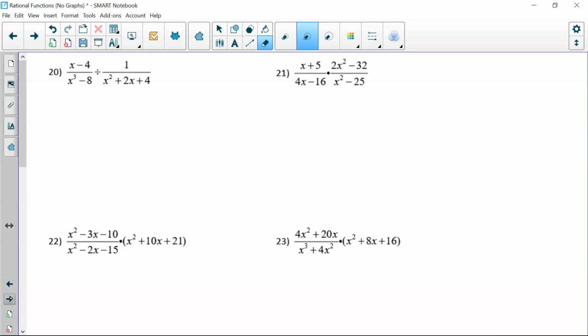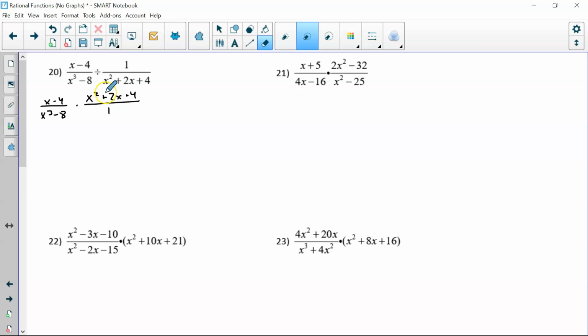More practice. Remember, we don't divide fractions. We multiply by the reciprocal. So we have our (x - 4) over (x³ - 8) times (x² + 2x + 4) over 1. Now we have to factor.